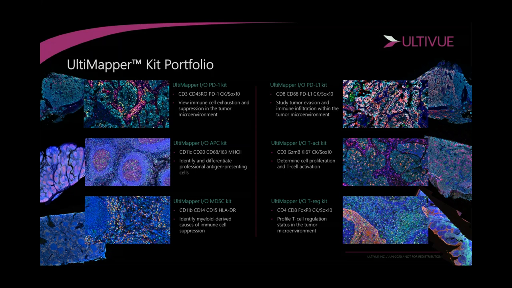Second row, we're looking at the APC kit and the TAC kit. What if you had the question of what cells are activating my T-cells, and also the question of how activated are my T-cells, and are they cytotoxic, and are they proliferating? These kits are going to help you get those answers. The APC kit would identify if your activity is coming from your dendritic cells with CD11c, your B cells, or your macrophages. And with the TAC kit, you can identify your T cell population, if it's cytotoxic with your granzyme B, or proliferating or activated with Ki-67.